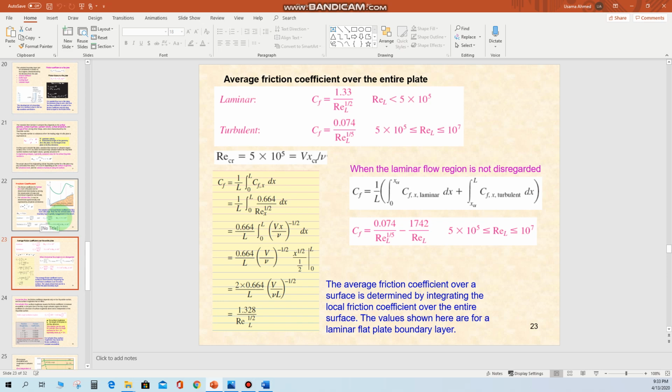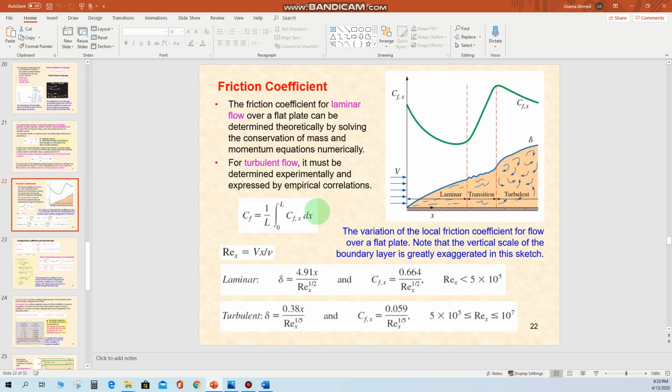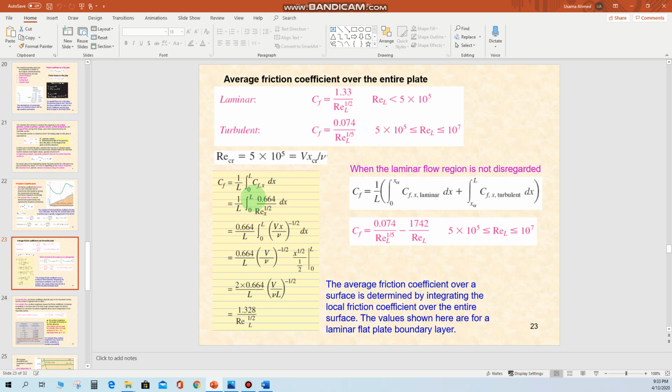So what we have done here: this is the equation for the local friction coefficient, and then we do the integration from 0 to L to get the value for the total friction coefficient. We have put in the values for the local friction coefficient, done the integration over the entire surface, and the value for the total friction coefficient for the entire surface comes out to be 1.328 divided by Reynolds number L power 1 by 2. This is the same equation that you can see here.